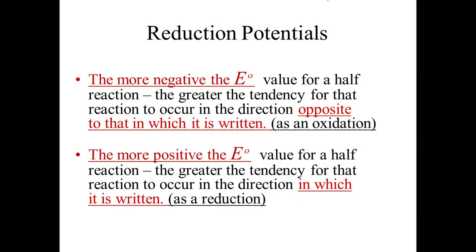The more negative the cell potential, the more negative that voltage for a half reaction, the greater the tendency for that reaction to occur in the direction opposite of that at which it is written. So remember, they're all written as reductions. So if that value is more negative, then we're saying that reaction tends to want to occur as an oxidation. The more positive that value is for the half reaction, the greater the tendency for that reaction to occur as it is written. So it wants to occur as a reduction.